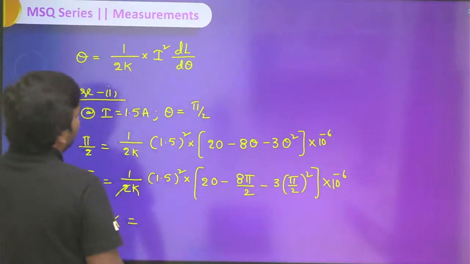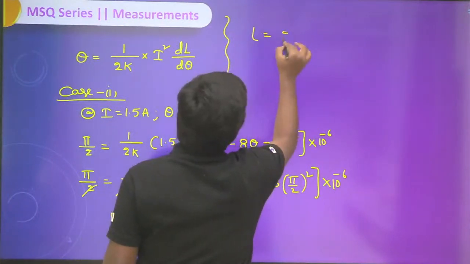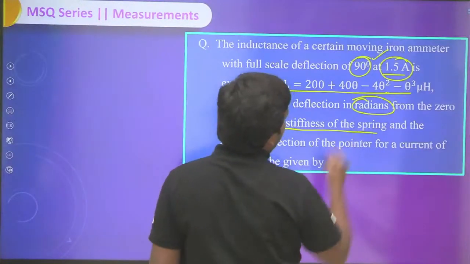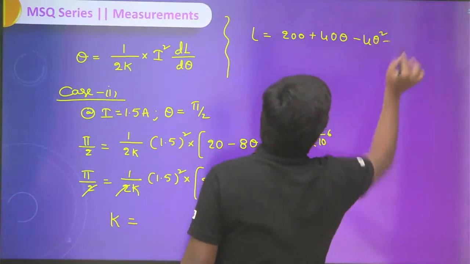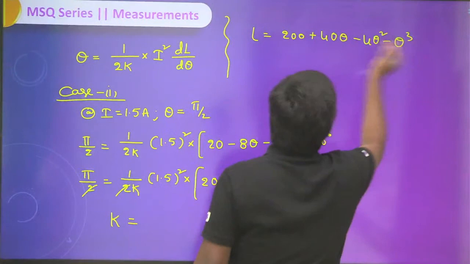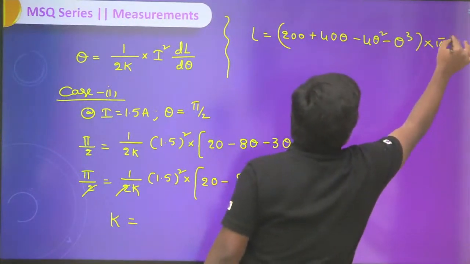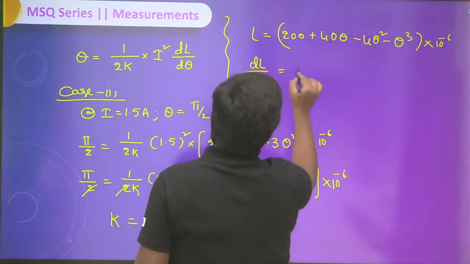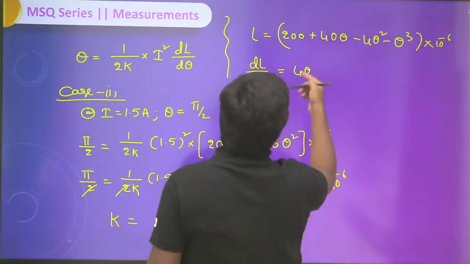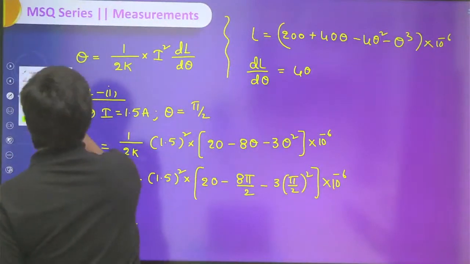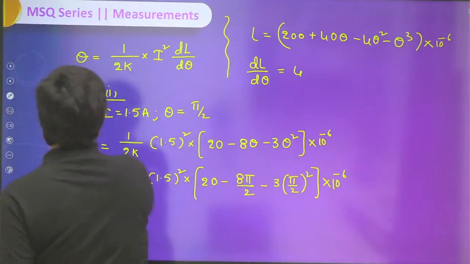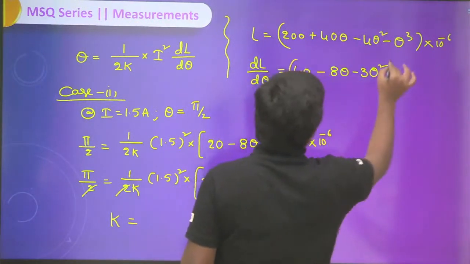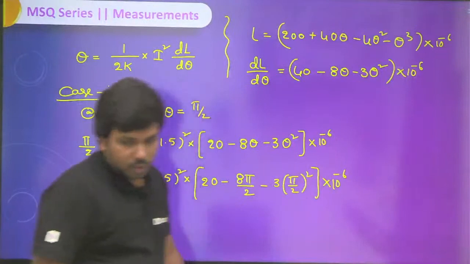If anyone completed the value of k, I will be very happy. Chandrasekhar asks, what is the L value? L equals 200 plus 40 theta minus 4 theta square, and minus theta cube, all in micro Henry, into 10 power minus 6. Now when you differentiate this with respect to theta, because we require not the L value but dL by d theta, 200 is a constant term so it is not required. 40 theta differentiates to simply 40, and minus 8 theta, and minus 3 times theta square, into 10 power minus 6. That's what exactly I have used. I think it's very clear, right?